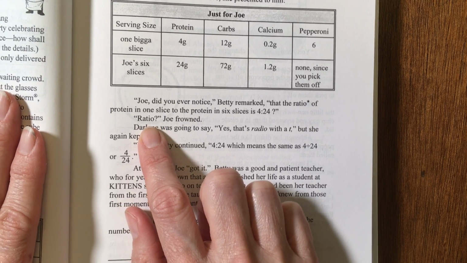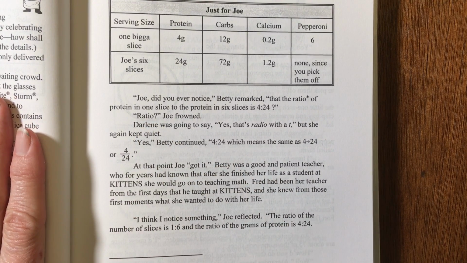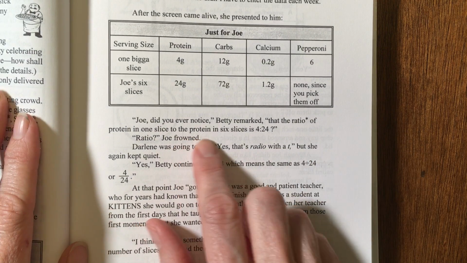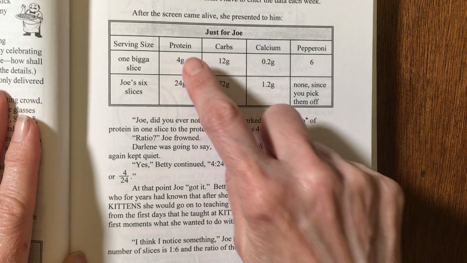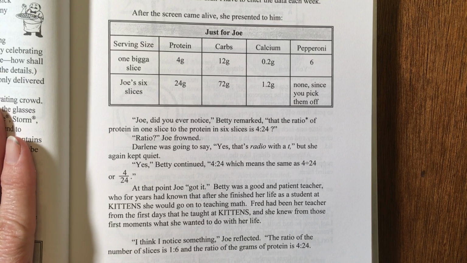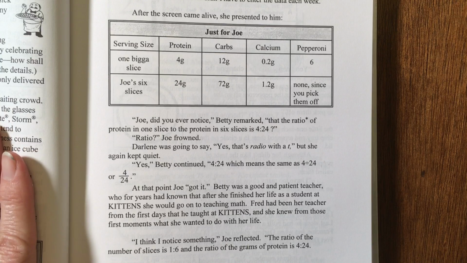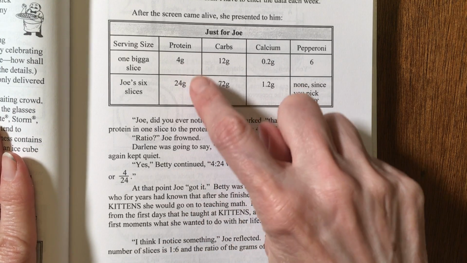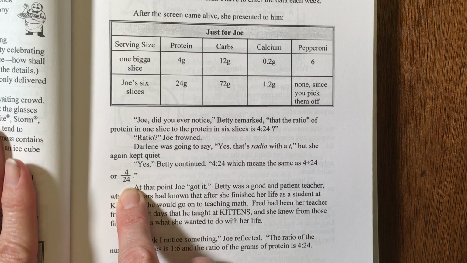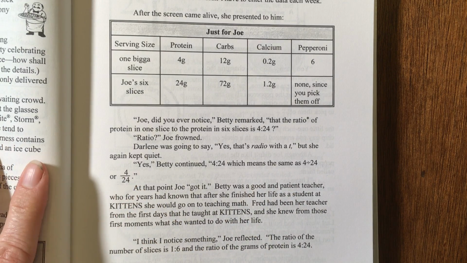Joe, did you ever notice, Betty remarked, that the ratio of protein in 1 slice to the protein in 6 slices is 4 to 24. Ratio, Joe frowned. Darlene was going to say, yes, that's a ratio with an o, but she again kept quiet. Yes, Betty continued, 4 to 24 means the same as 4 divided by 24 or 4 over 24. At that point, Joe got it.